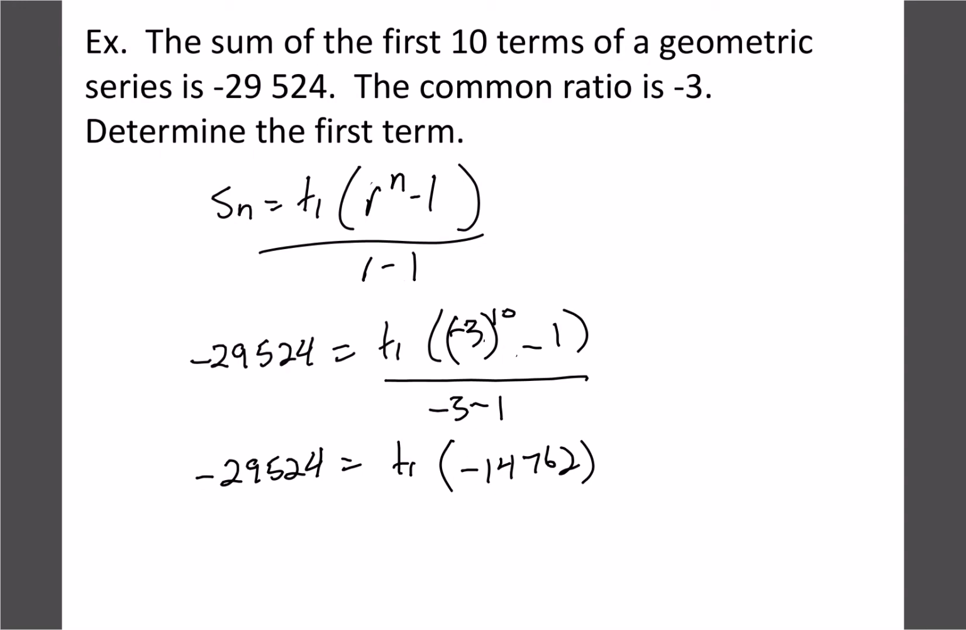And that gives us negative 14,762. If we divide that from 29,524, we end up getting 2. So in this case, term 1 is 2. That's pretty good. So it'd go 2, negative 6, positive 18, and so on. We just keep multiplying, and it should work out.